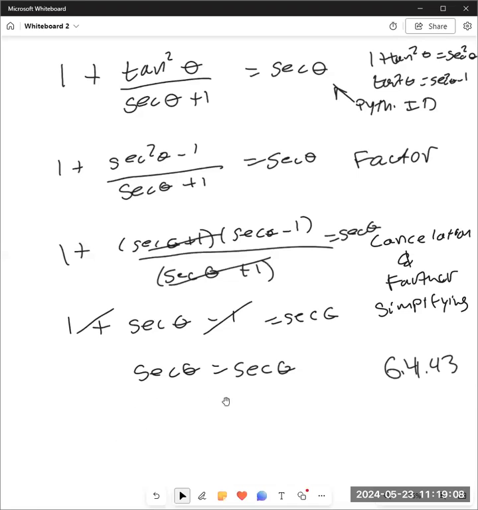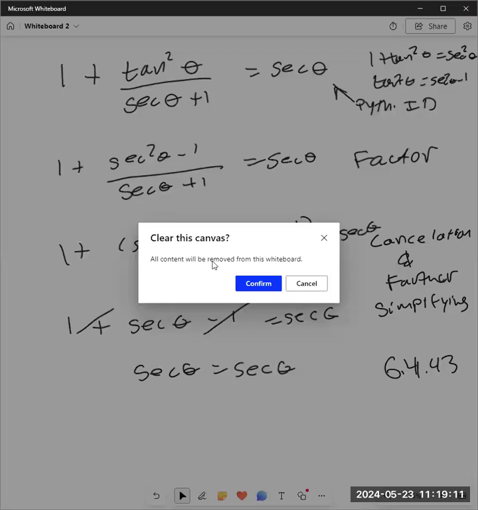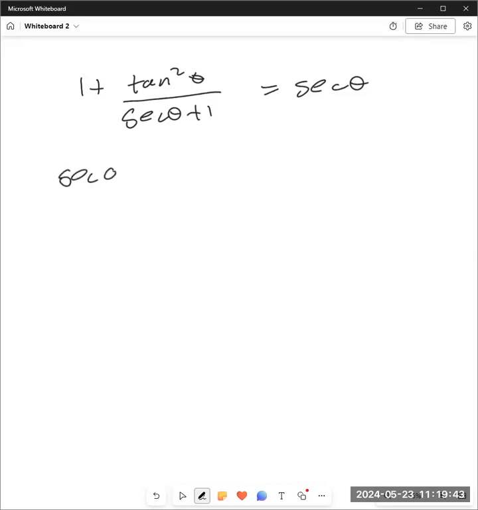Let me show you what I would do. Now, I'm going to clear this. I'm going to come up here and say that 1 plus tangent squared theta over secant theta plus 1 equals secant theta. And the first thing that I notice is that I only have one term on the right-hand side, which means that I have to get a single fraction over on the left. So I would want to get rid of that addition of 2 terms that's on the left. That would be the first thing my brain would think about. So I would make a common denominator here with this 1.